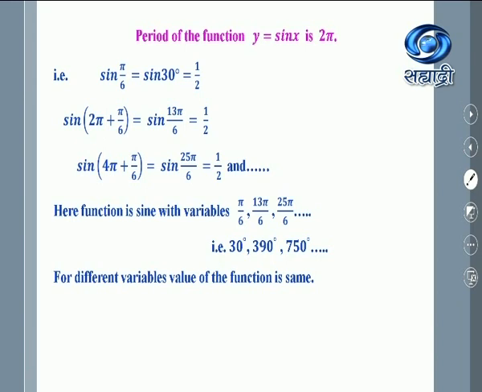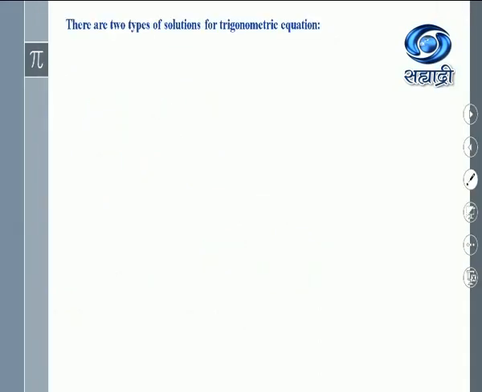So for different values of the variables, the function value is the same. Though you are changing the angle, the value of the function remains the same. Thus we can say sine 30 degrees is equal to sine 390 degrees is equal to sine 750 degrees is equal to 1 upon 2. You may be writing this angle in the degree measure or the radian measure. But particularly in this chapter we are writing the angles in the radian measure. So try to remember the meaning of solution of the trigonometric equations.